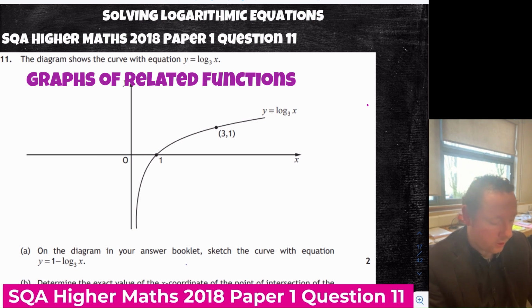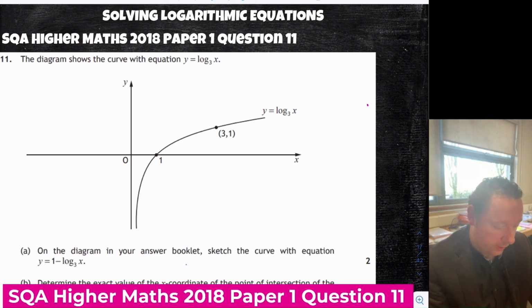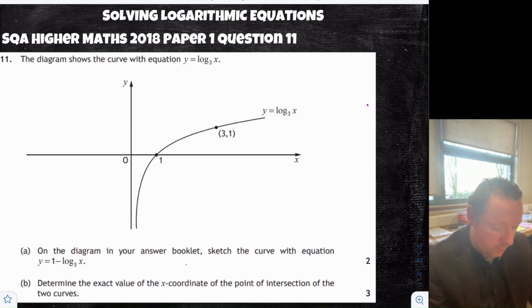Solving logarithmic equations, SQA Higher Maths 18, paper 1, question 11. Diagram shows log 3x. On the diagram in the answer book, sketch the curve of equation 1 minus log 3x, and then find the point of intersection between the curves, which will be solved with logarithmic equations.